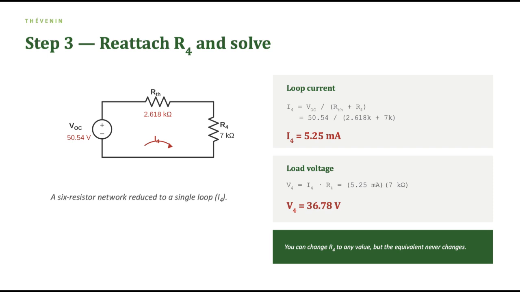Now land the point that justifies the whole exercise. If I ask for R4 at 5 kiloohms, or 10, or a sweep from 1 to 20, you do not touch the network. You reuse 50.54 volts and 2.618 kiloohms. Every additional answer costs you 1 division.